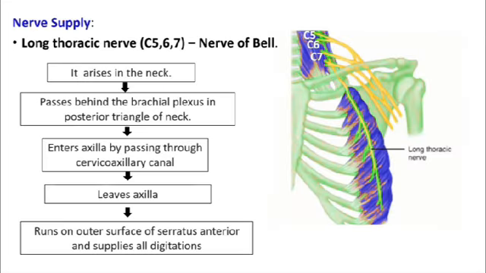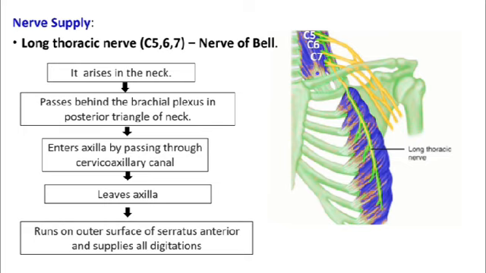Let us now look at the nerve supply of serratus anterior. The serratus anterior muscle is supplied by the long thoracic nerve with its root value of C5, C6 and C7. It takes its origin from the roots of the brachial plexus directly. It is also known as the nerve of Bell.